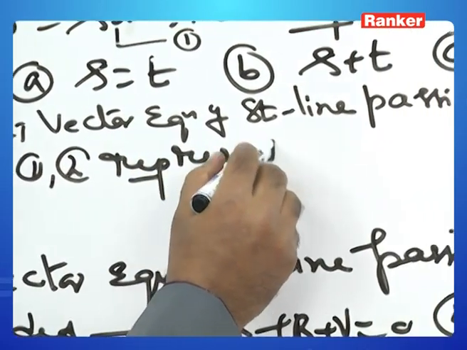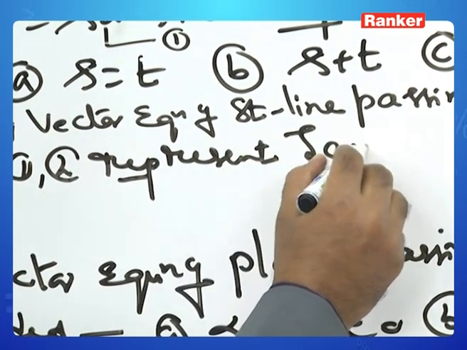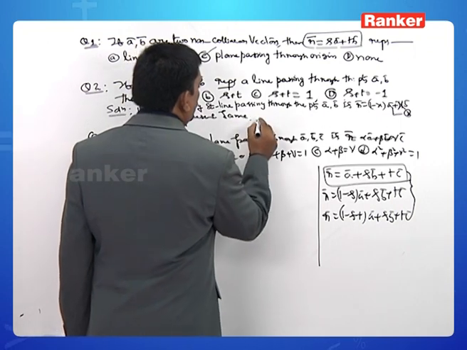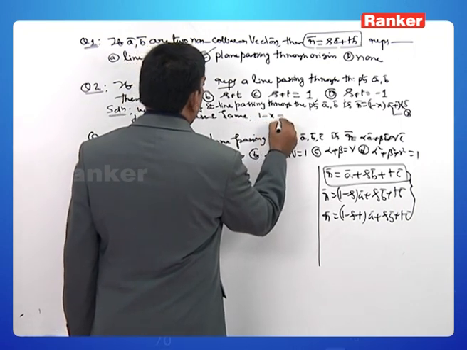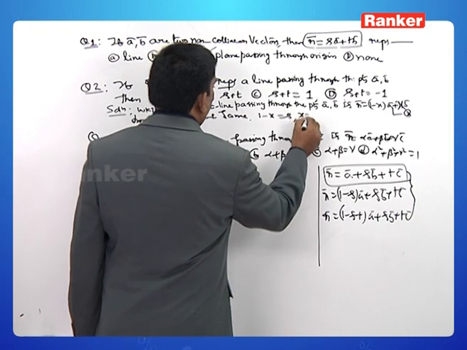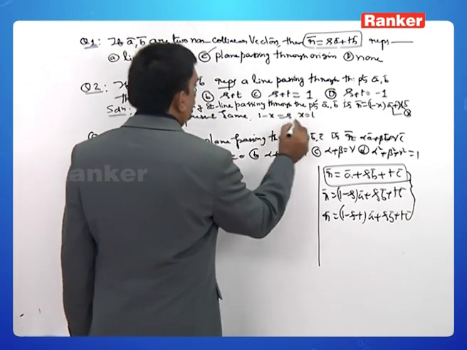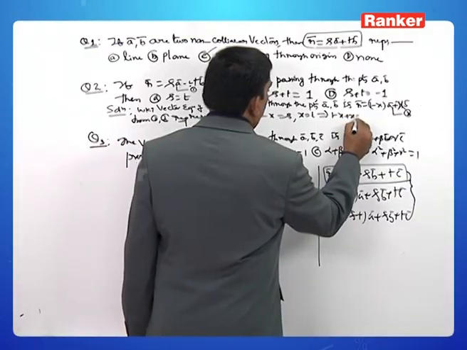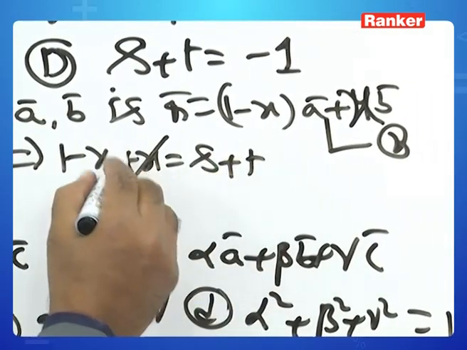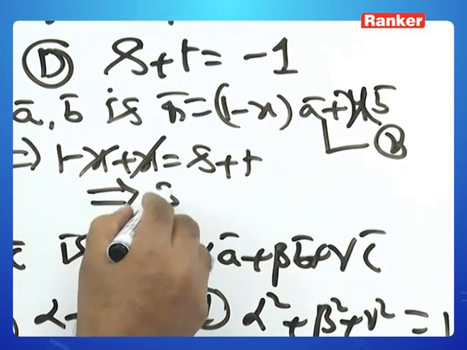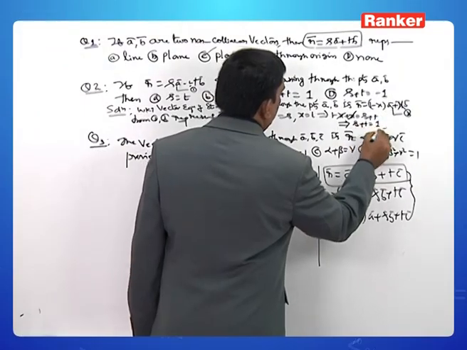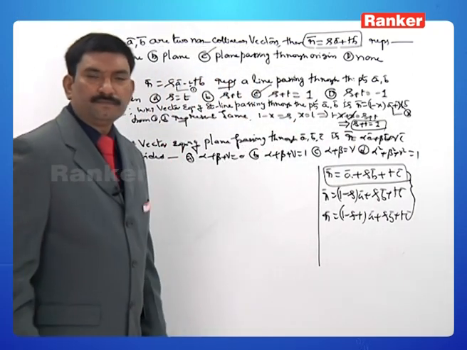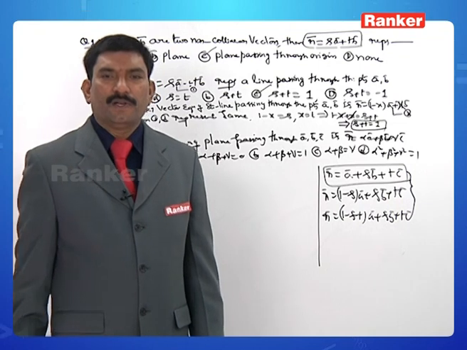Represent same. So therefore, now you compare the coefficients. 1 minus x is equal to s, x is equal to t. So therefore, if you add these two, 1 minus x plus x is equal to s plus t. These two get cancelled. We have arrived at s plus t is equal to 1. So therefore, the option is the third option. It's the third option, right?